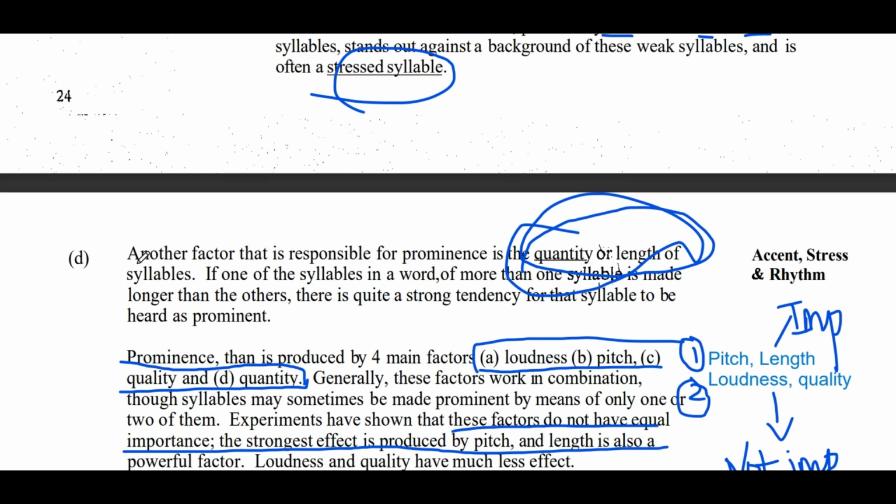And then finally, we come to the last, fourth one, which is quantity or length of the syllables. So if one of the syllables in a word, or of more than one syllable, is made longer than the others, then it comes out as quite strong, and that syllable has to be heard more prominently.